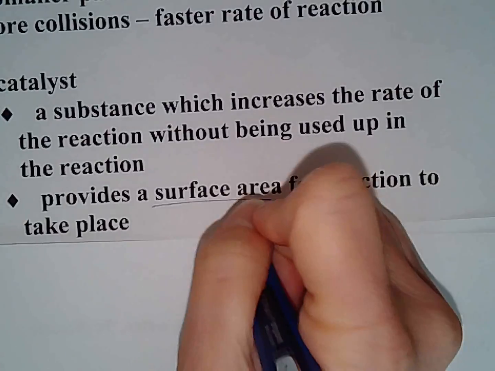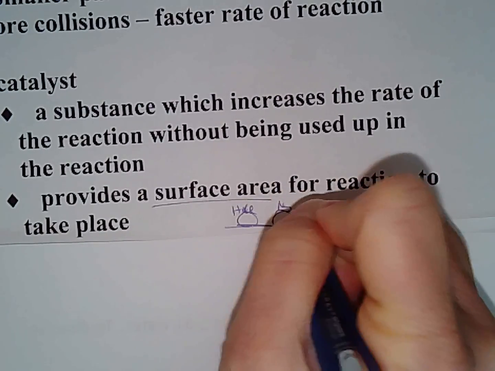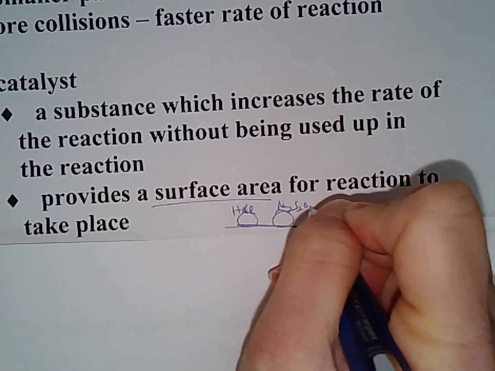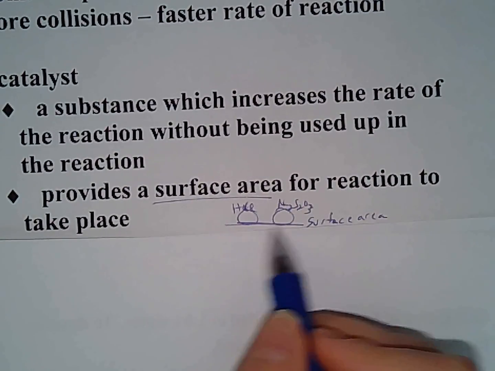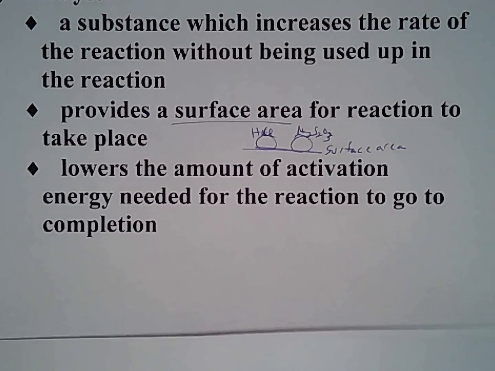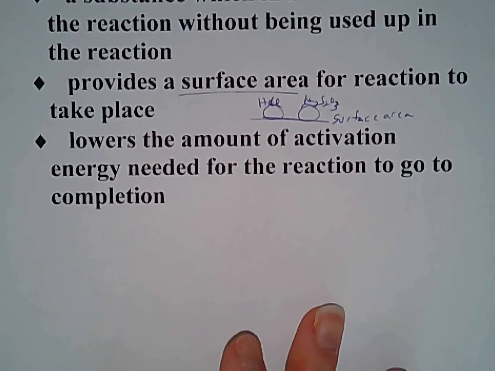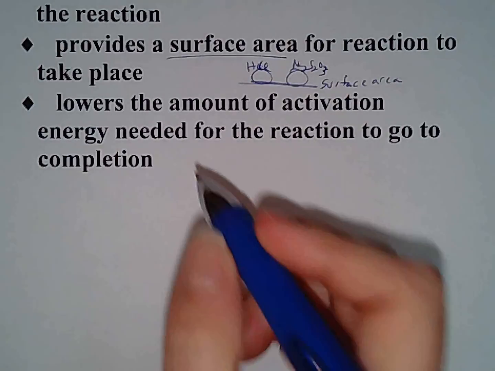So then the hydrochloric acid and the sodium thiosulfate can come in and start the chemical process. Otherwise, they might be bouncing around and don't run into each other. So it provides a surface for the reaction to take place. But then the one thing that it does the best, or the one that you mostly remember, is it lowers the amount of activation energy needed for the reaction to go to completion.